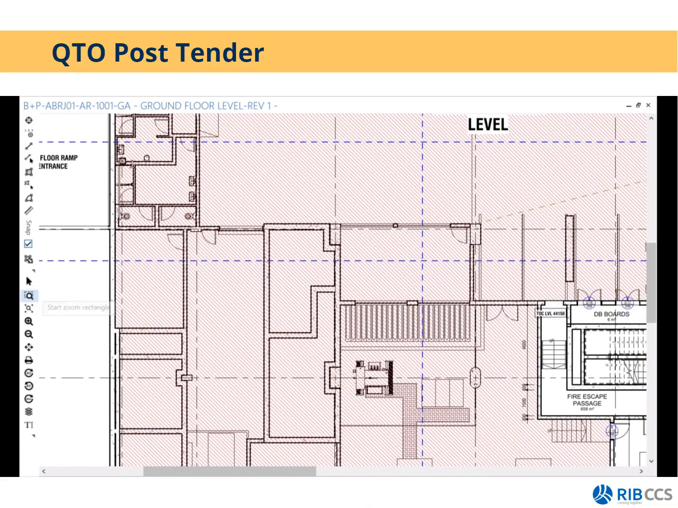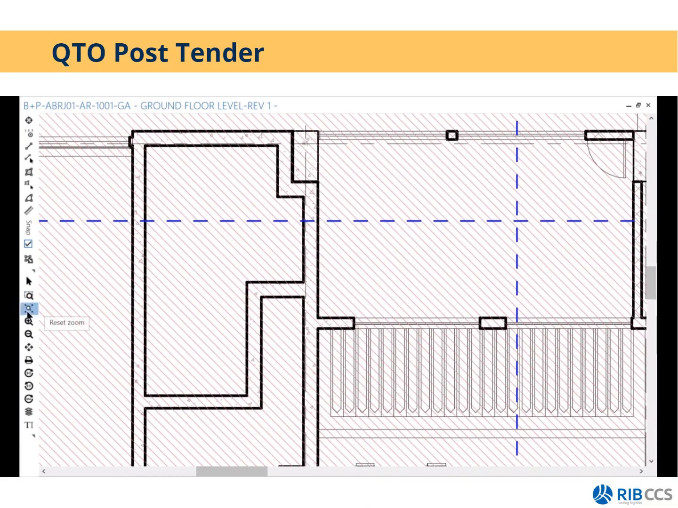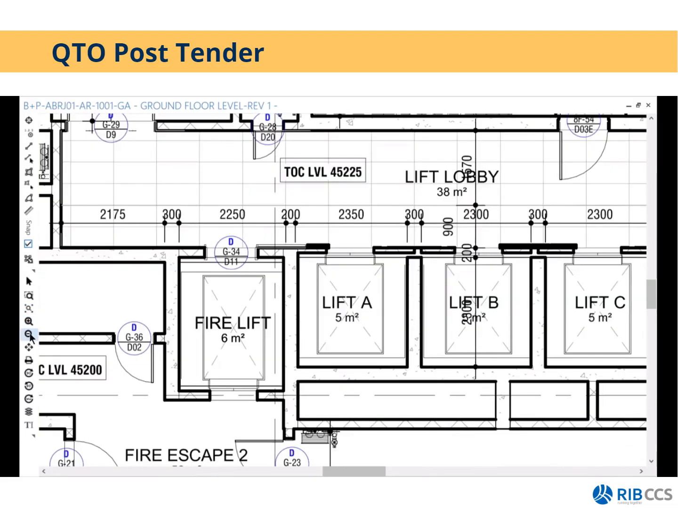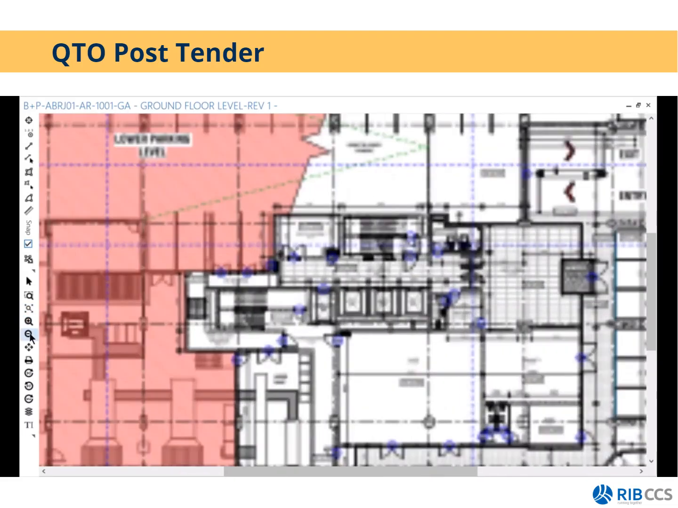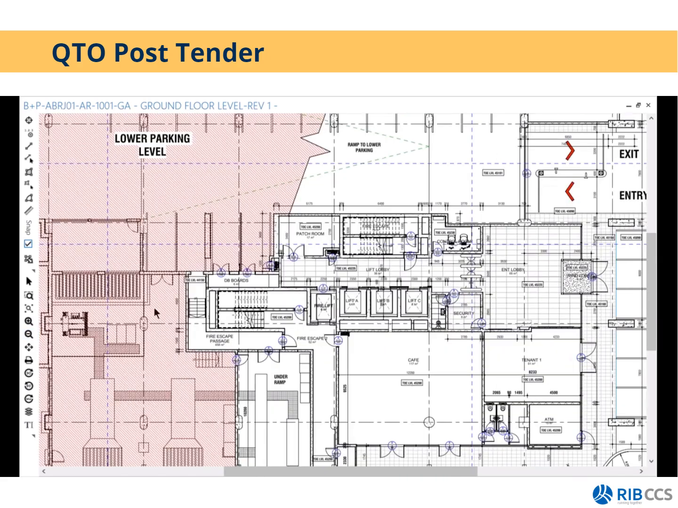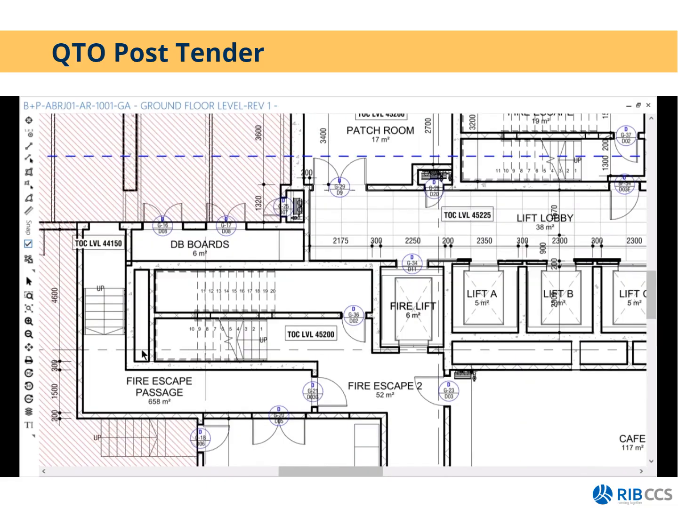Then we have the rectangular zoom. So if you select that and you select the rectangular area, it will zoom into that. We've got reset zoom, zoom in, zoom out. Your plus key on your keyboard will do the same, and your minus key on your keyboard will also do the same. And as I already mentioned, your mouse wheel will also zoom in and out.